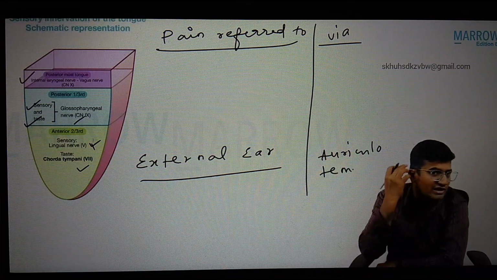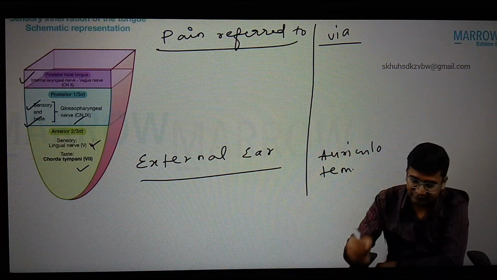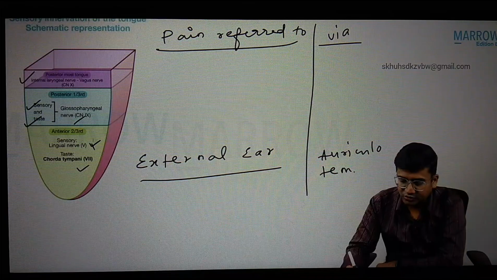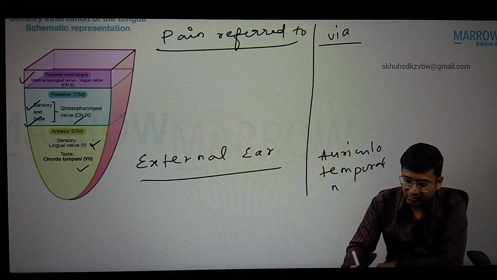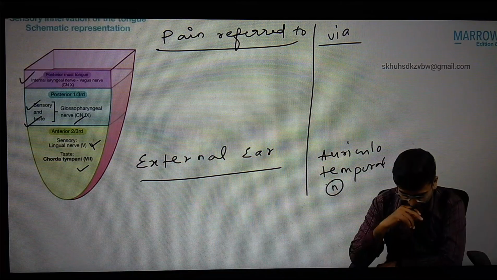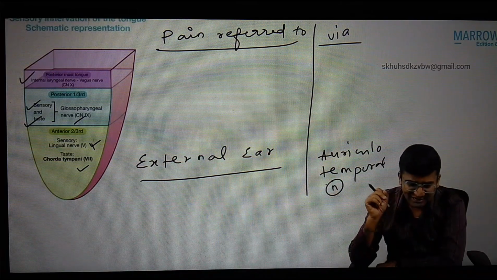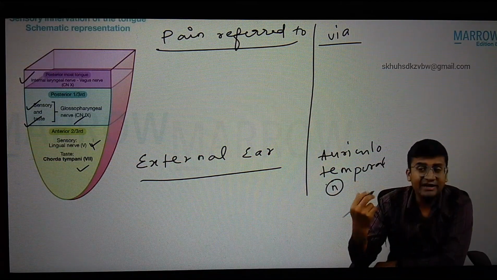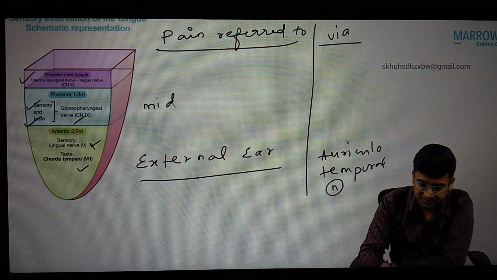Auriculotemporal nerve supplies the auricle and the adjoining area of auricle and temple. So, pain referred to the external ear is due to which nerve? Auriculotemporal nerve, a branch of the mandibular nerve; lingual nerve, also a branch of the mandibular nerve. Fine. In the case of an ulcer in the posterior one third of the tongue, the pain is referred to the middle ear.